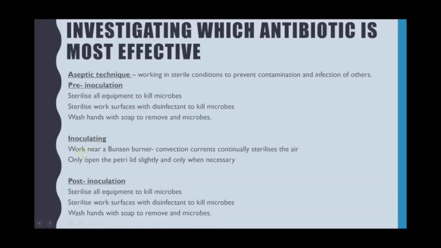During the inoculating of your 2 plates, you should work near the Bunsen burner the entire time. And the reason for that is because you have that flame there, you get these convection currents drawing the air up into the Bunsen burner. As the air passes through that flame, it kills any microbes in the air, and you get this constant current sterilising the air. Also, with the Petri lid, only open it when necessary and only slightly open it at an angle to reduce the chance of any microbes landing on the agar.